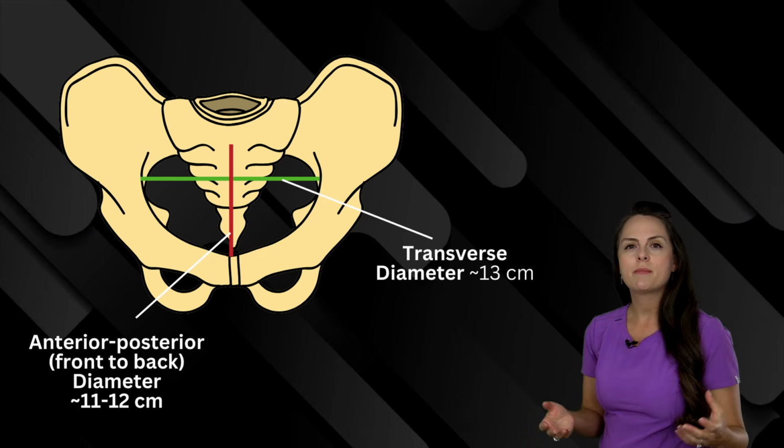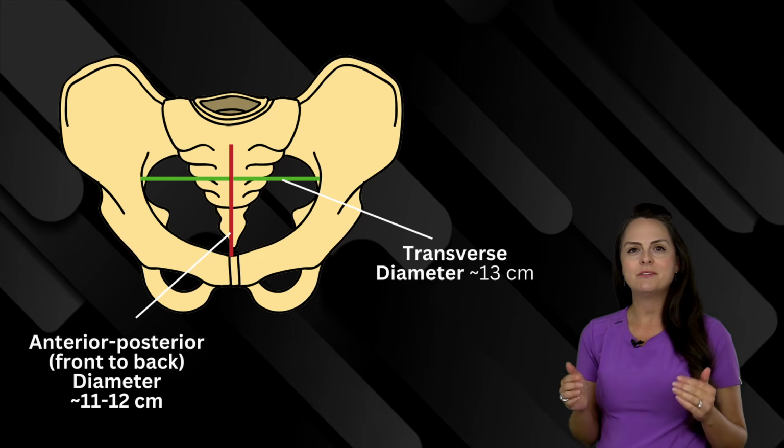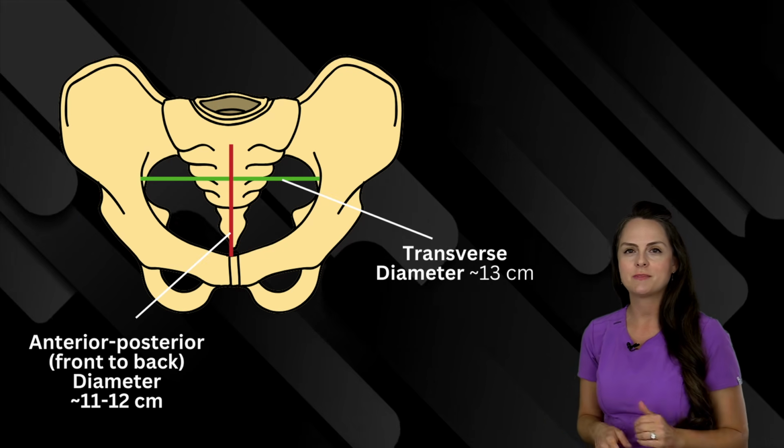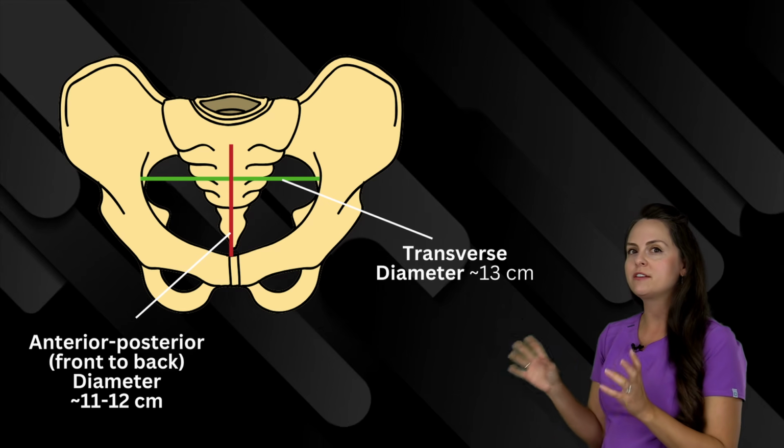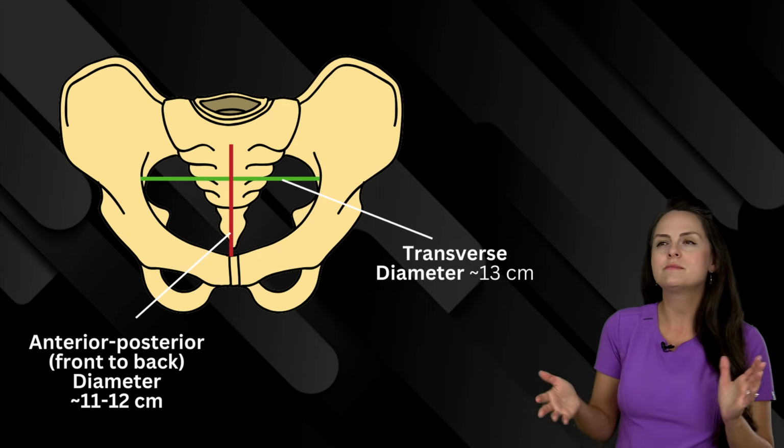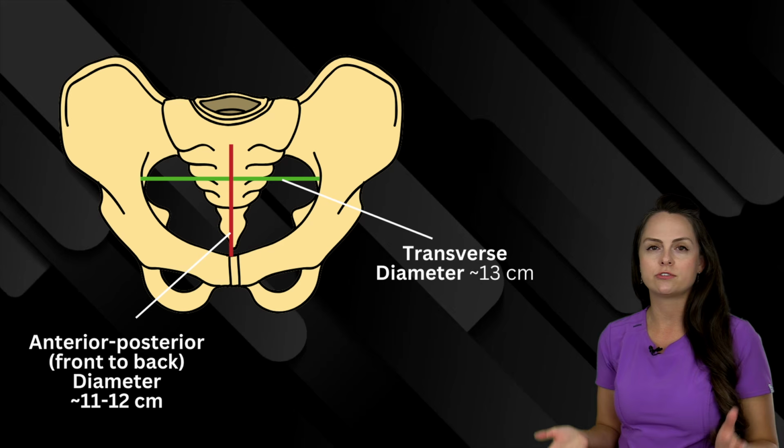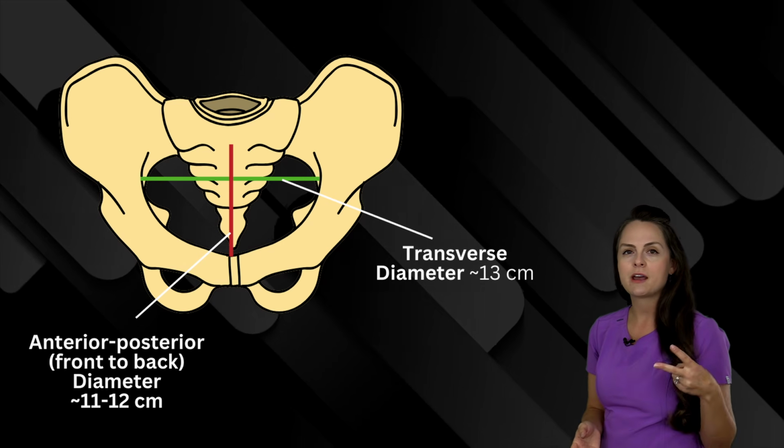Now let's quickly talk about important diameter measurements that you need to know about the female pelvis, because that'll help us understand those different pelvic types and why some of them just aren't really good for a vaginal delivery. So we have 2 diameter types I want you to remember.